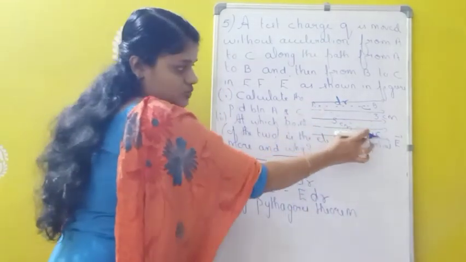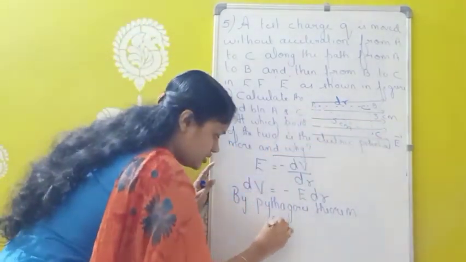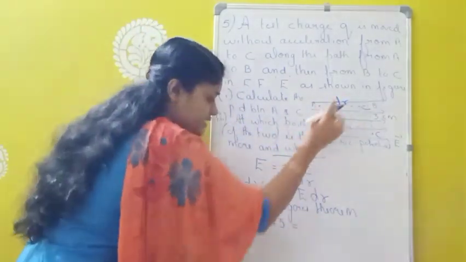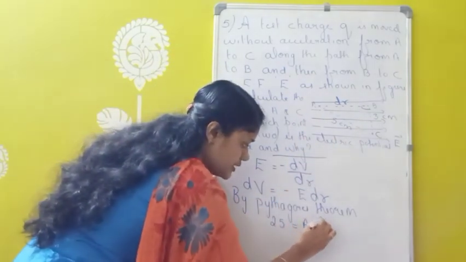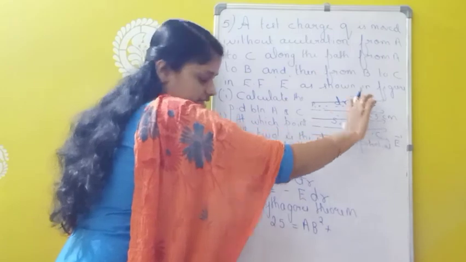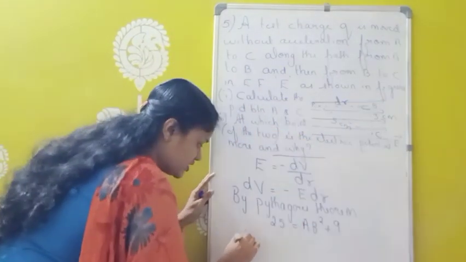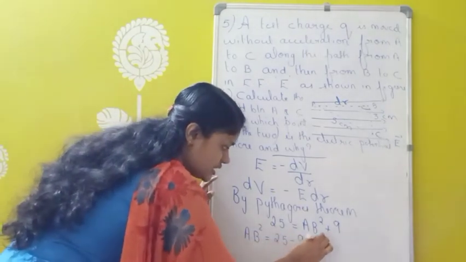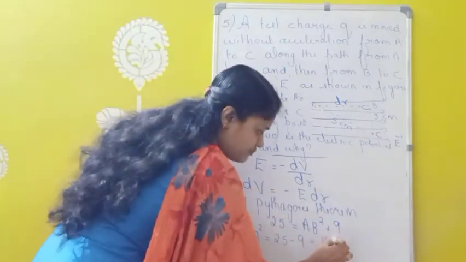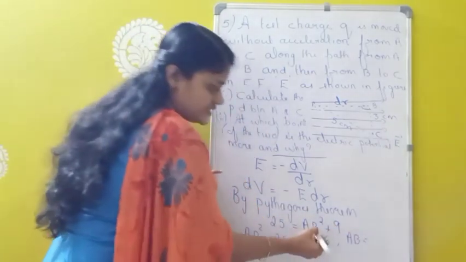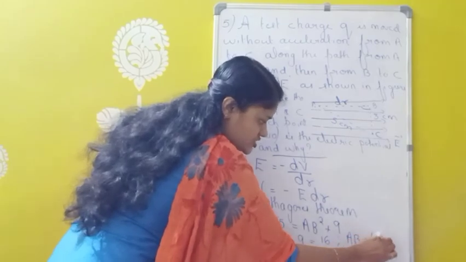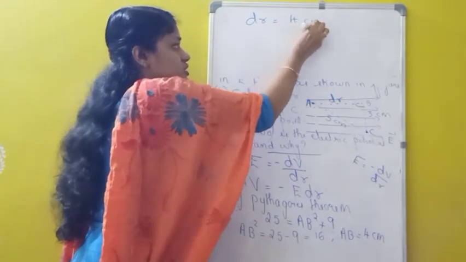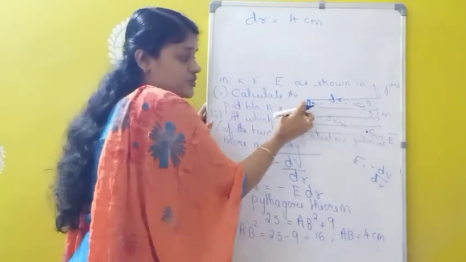Hypotenuse square: what is the hypotenuse here? 5. So 5 square means 25. Hypotenuse square equals base square, that means dr square, dr means AB square, plus altitude square. What is the altitude here? 3. 3 square is 9. So AB square equals 25 minus 9, that is 16. Therefore AB equals root 16, which is 4. So we got AB as 4 centimeter. So dr equals 4 centimeter, the perpendicular distance between points A and C.